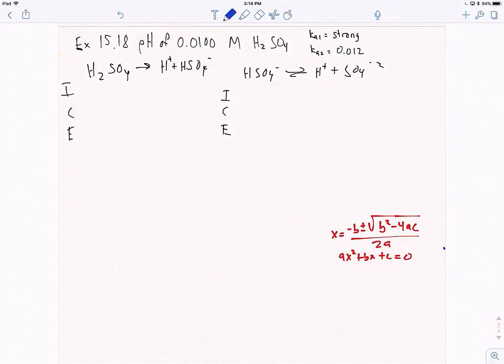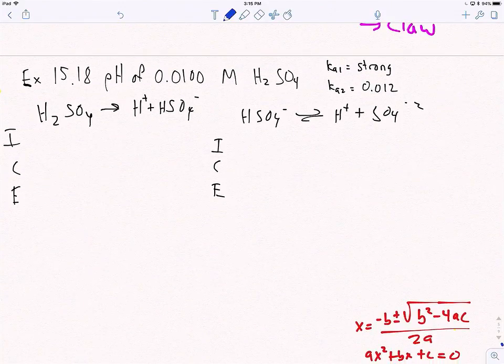So, the pH of 0.01 molar sulfuric acid. This is always a hard problem. The way you do this problem is a two-step problem, and you really do two equilibriums. The first thing that happens: you throw sulfuric acid in water, it breaks apart very quickly into hydrogen ion and bisulfate. And then you have a second reaction where the bisulfate breaks apart partially.